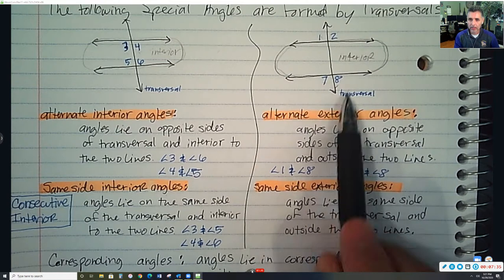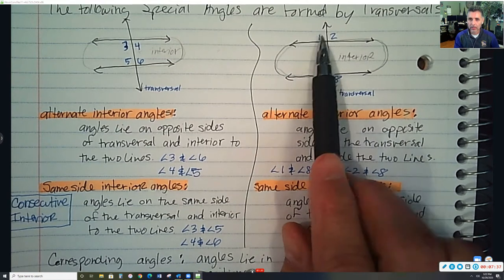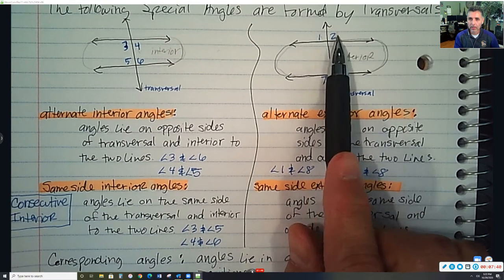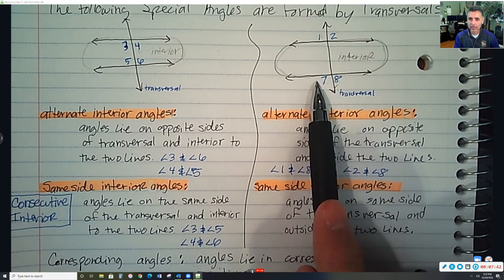See, I put 1 and 8. 8 is on the right side and 1 is on the left side. Over here, 2 is on the right side, 7 is on the left side.